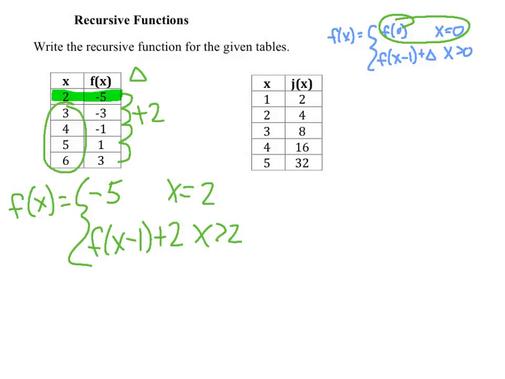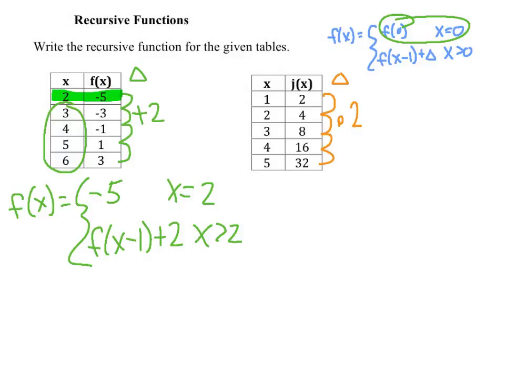Let's take a look at this second example. The first thing I want to do is find my delta. And how do I go from 2 to 4, 4 to 8, 8 to 16, and 16 to 32? Well, I realize that I'm multiplying by 2. So because I'm multiplying by 2, I know that this is the common ratio.